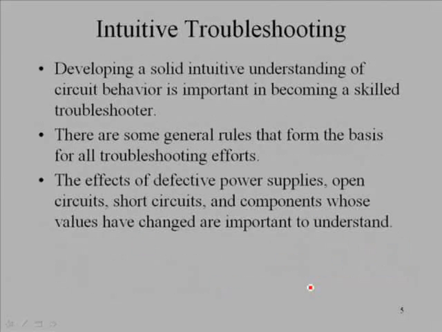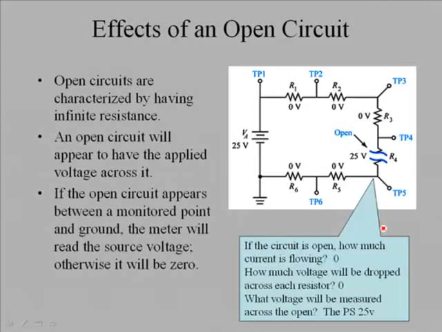Okay, developing a solid intuitive understanding of circuit behavior is important to becoming a skilled troubleshooter. There are some general rules that form the basis for all troubleshooting efforts. The effects of defective power supplies, open circuits, short circuits, and components whose values have changed are important to understand. So first we're going to look at the effects of an open circuit. Open circuits are characterized by having infinite resistance. So in this case we're considering resistance, and we're saying that open circuits will have infinite resistance.